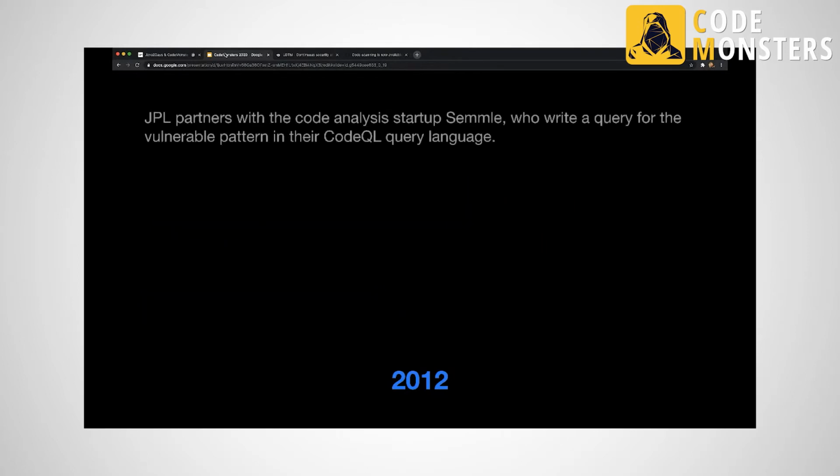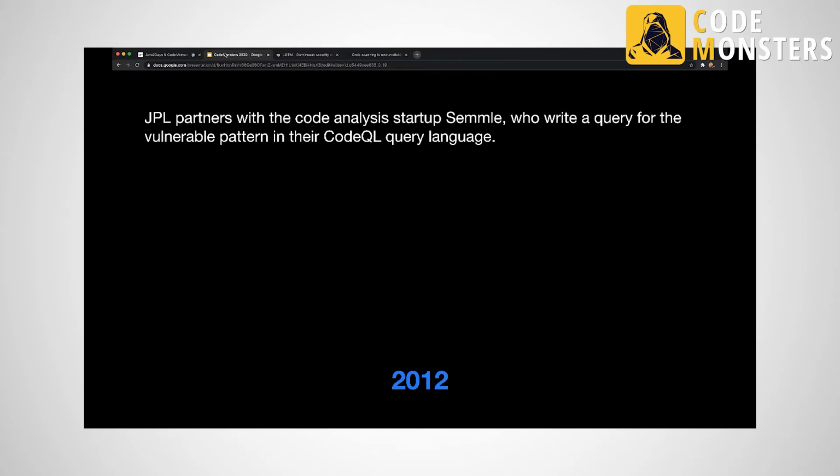So the JPL department in NASA partnered at that time with a code analysis startup from Oxford called Semmle, a company that was later acquired by GitHub. Together they wrote a query to detect similar patterns all across the code base of the Curiosity rover. So bear with me.